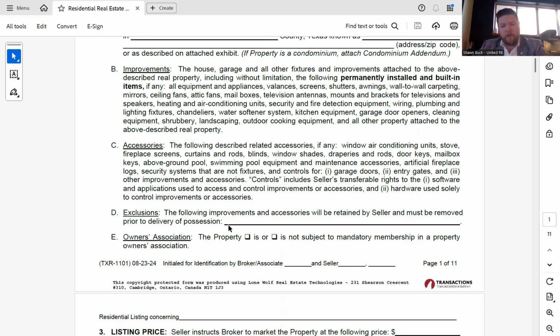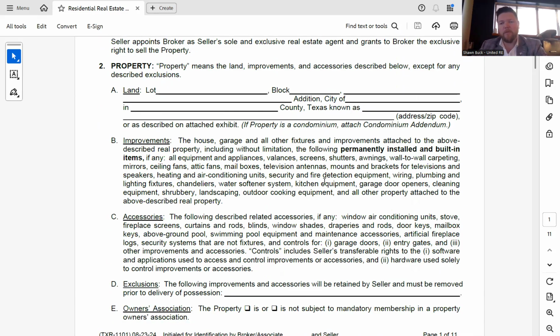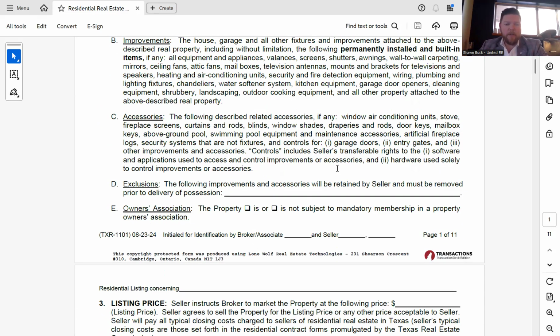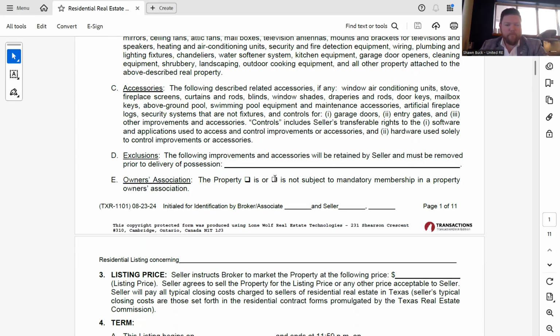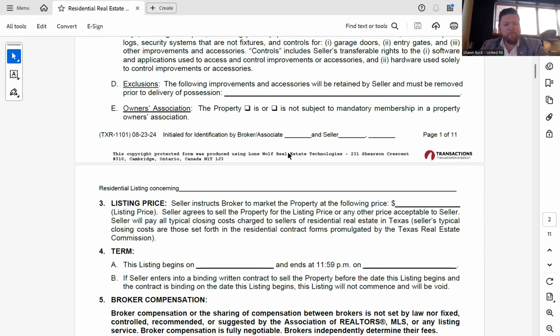Exclusions: if you want to exclude anything on the listing, like TV mounts, curtain rods, a fan, a light fixture, especially in listings, we say if you're wanting to exclude something, you probably should replace it and move it before you go live on the market, but it's up to you. Owners Association: if you're in an HOA, then we obviously have to disclose it and do the HOA addendum.